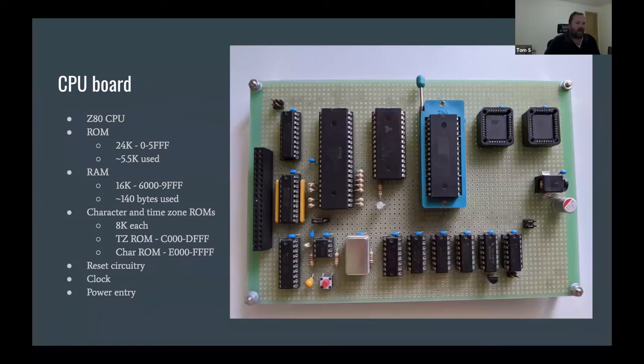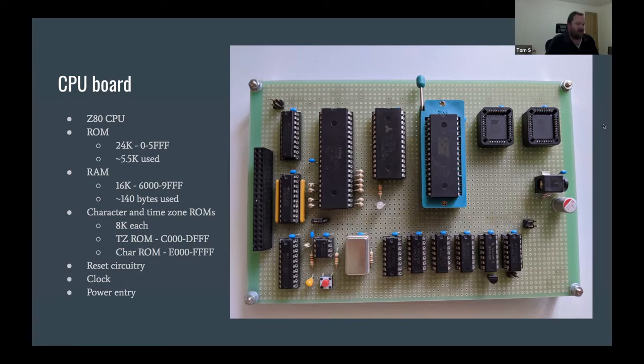So starting off, we've got the CPU board itself. It's basically a single board computer. We've got a processor, we've got some ROM or ROMs, we've got RAM, a bit of logic here and there, we've got a power entry, an oscillator to run the CPU, and some reset circuitry.